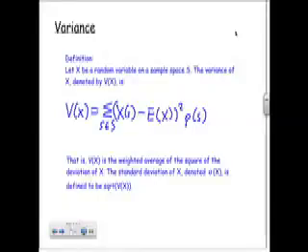For the definition of variance, let x be a random variable on a sample space S. The variance of x, denoted by V(x), is V(x) equals the summation of (x(s) minus E(x)) squared times p(s). That is, V(x) is the weighted average of the square of the deviation of x. The standard deviation of x, denoted as sigma(x), is defined to be the square root of V(x).